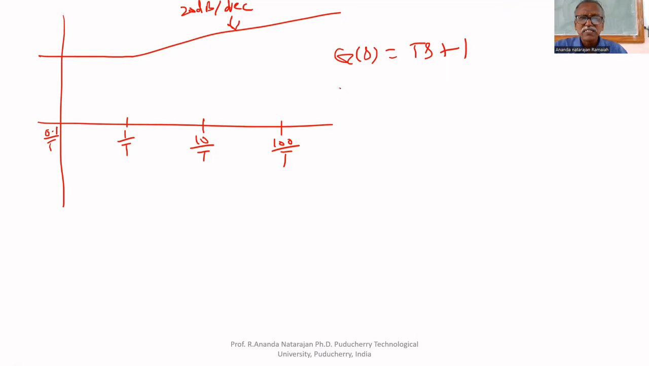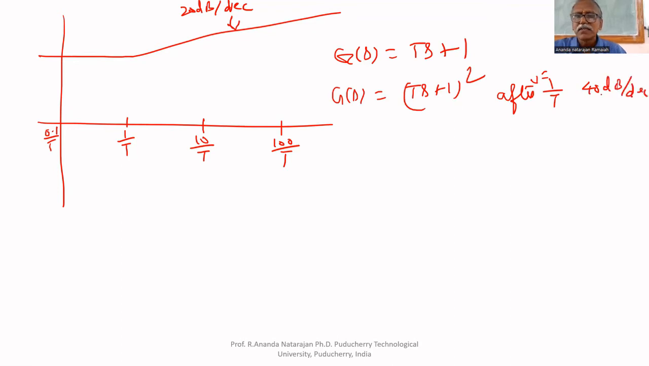Suppose G of s equal to tau s plus 1 whole square, it increases at the rate of 40 dB per decade after 1 by tau, that is, after omega equal to 1 by tau. Suppose G of s equal to tau s plus 1 whole cube. After 1 by tau, it increases at the rate of 60 dB per decade. Like that, it will increase.